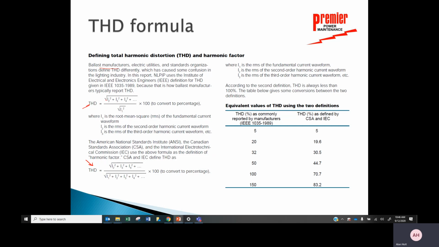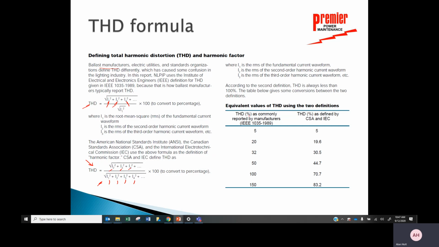But basically, I'm summing up the squares of all the harmonics for the various frequencies. So there's second harmonic, there's third harmonic, there's fourth harmonic, and I'm summing them up across all the harmonics I have, and I'm dividing that by the square root of my fundamental. Okay, and I convert that to percentage. Now that's one way. And then the American ANSI standard looks at it this way, and they sum up all the frequencies down here, and they include all the other frequencies, not just the harmonics.